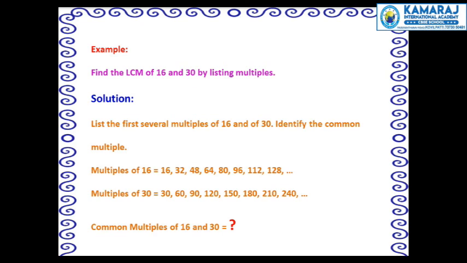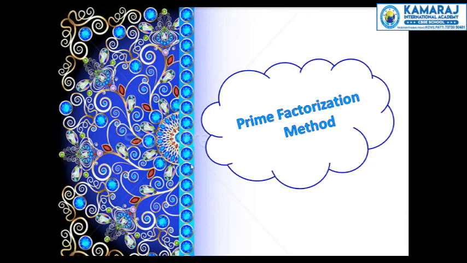This is the disadvantage of the listing method. So I am unable to find the answer. For smaller numbers we can do this method easily. For higher numbers we cannot. So how can we find the answers for such numbers? Do we have a simpler method to find the LCM? Yes, fortunately we can. This method is known as the prime factorization method.